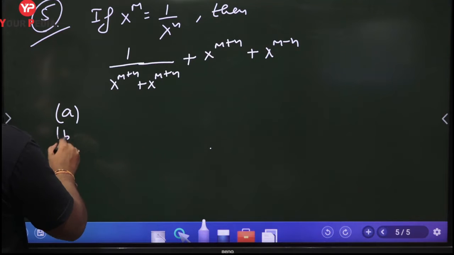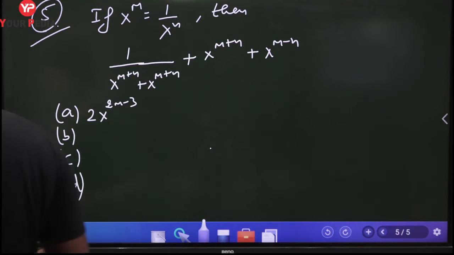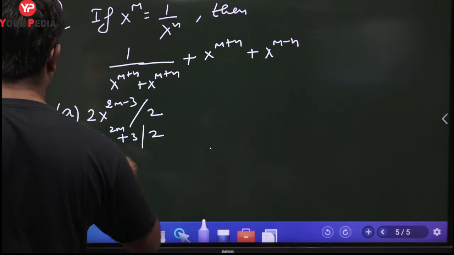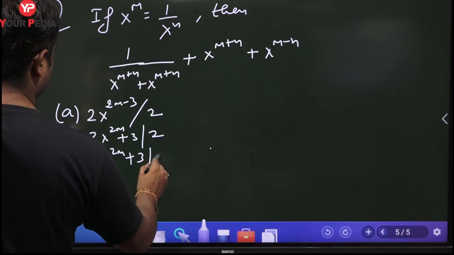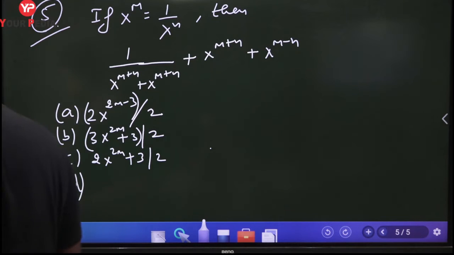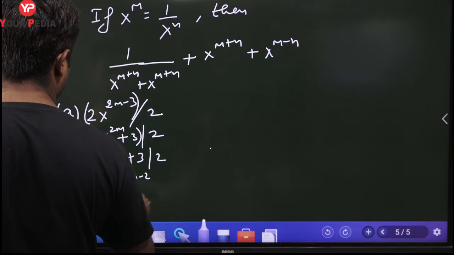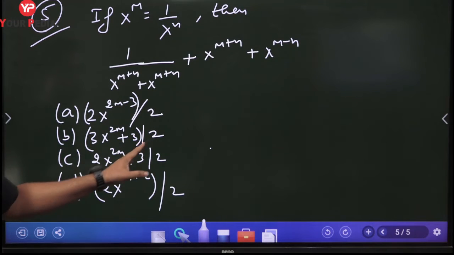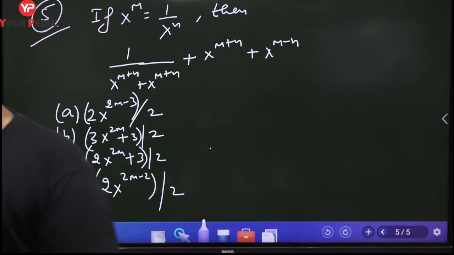Options are: 2x raised to power 2m minus 3 by 2; 3x power 2m plus 3 by 2; 2x power 2m plus 3 by 2; 2x raised to power 2m minus 2 by 2; 2x raised to power 2m minus 3 upon 2; 3x raised to power 2m plus 3 divided by 2; 2x raised to power 2m plus 3 divided by 2; 2x raised to power 2m minus 2 divided by 2. Yes.